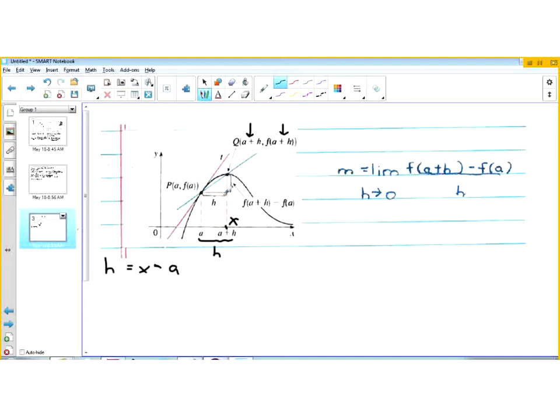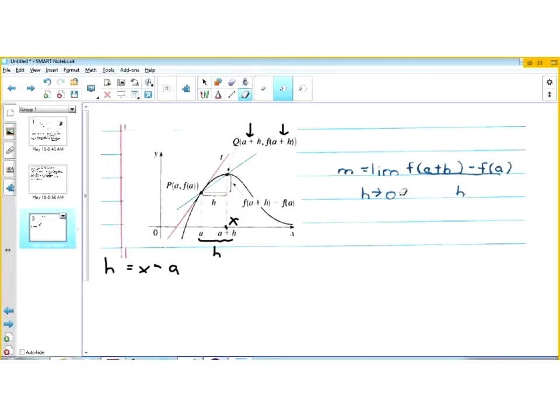Here's the point P, and h, of course, is the width right here, and f of a plus h minus f of a is this height right here. And so we have an equation for the slope of the secant line, which would be this without the limit. So this would be the slope of the blue secant line.